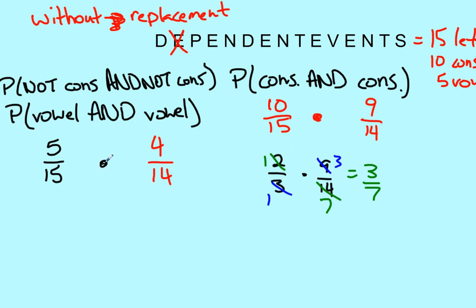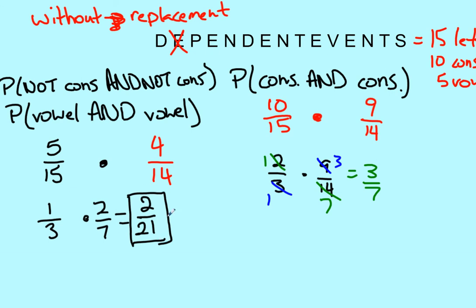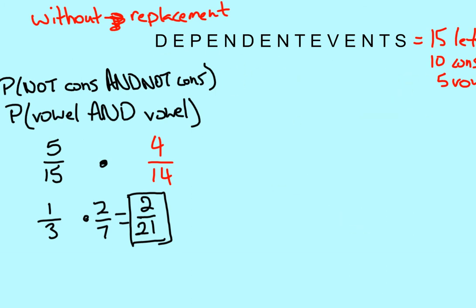We multiply these together, or actually we can simplify first. This is 1 over 3. 4 over 14 is 2 sevenths. And then this multiplies to give us 2 over 21. So that's our chance of getting 2 vowels in a row. Alright, and then our last one for this set of questions. What is the probability of an N and then another N?